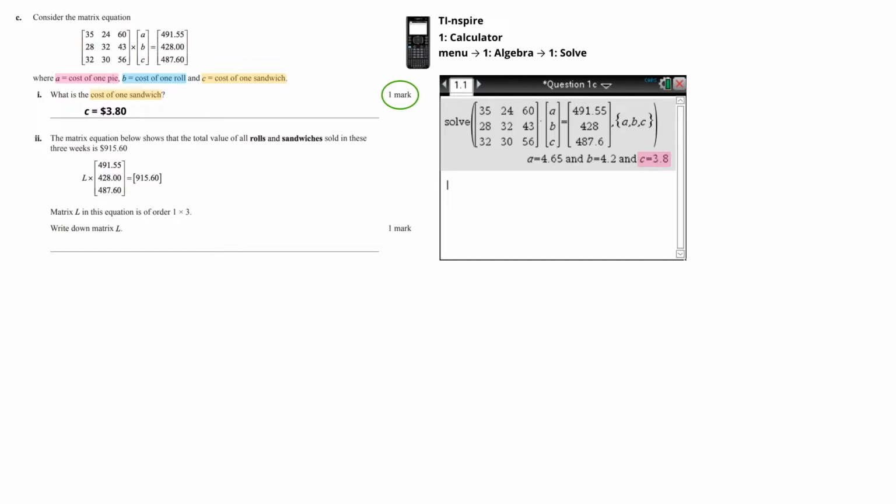Part ii. The matrix equation below shows that the total value of all rolls and sandwiches sold in these 3 weeks is $915.60. Matrix L in this equation is of order 1 by 3. Write down matrix L. Matrix L, 1 by 3, which means 1 row, 3 columns. We only need the last 2 elements of the column matrix. 428 plus 487.60 equals 915.60. We are going to write matrix L as matrix [x y z].